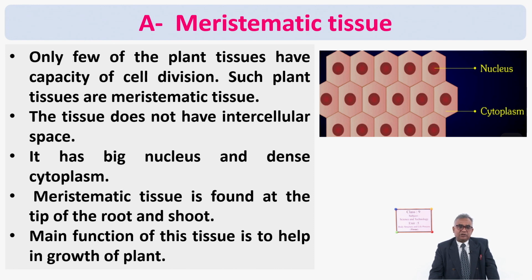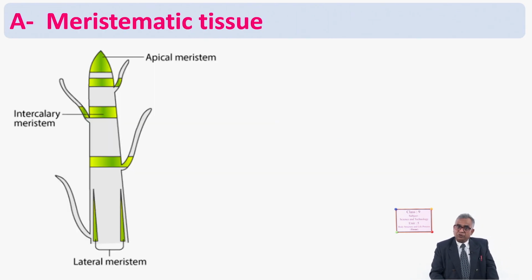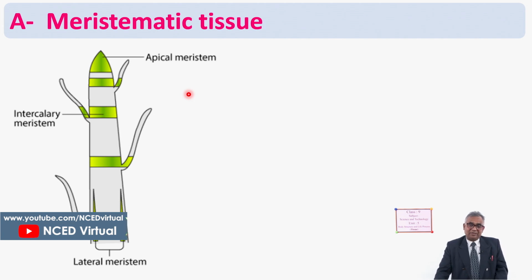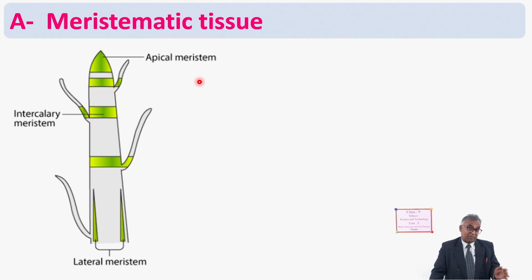The main function of this tissue is to help in the growth of the plant. As I told you, meristematic tissues are of three types. On the basis of the location they are found, they are classified into three types, which I am going to show you in this diagram. Consider it is a plant. It does not look like a plant, it is a symbolic diagram only. Here is the tip of the shoot, and like that at the tip of the root also apical meristems are found, because they are found at apices, at the apex. That's why that is called apical meristem, closely related with apex.